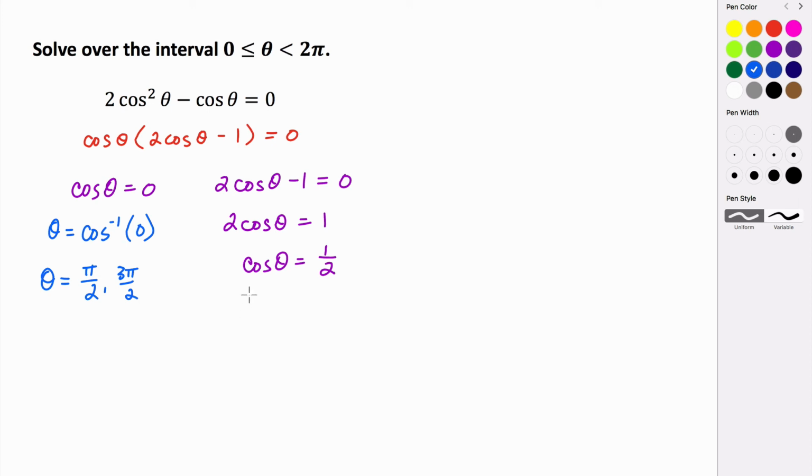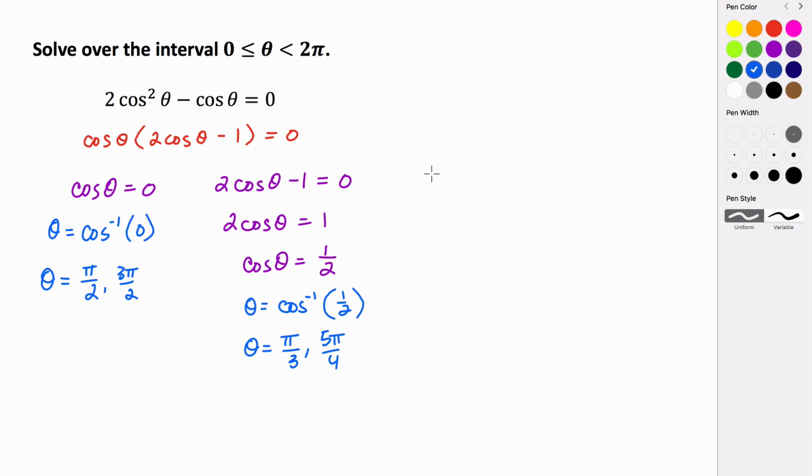So if we took the inverse cosine here, we'd get theta equals the inverse cosine of 1/2. Again, loose interpretation of this. This is basically just saying where is the cosine 1/2 on this interval. Well, the cosine is going to be positive 1/2 for values of theta equaling pi over 3 and 5 pi over 3 in the fourth quadrant. So these are all of our angle measures that make this true.